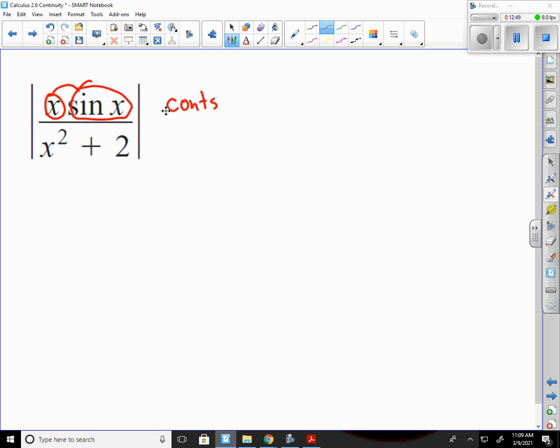On the bottom here, I have x squared plus 2. That denominator is an everywhere positive polynomial. In other words, I can't make that equal 0. And I can try to make it equal 0. If I set it equal to 0, then I would just solve this. X squared equals negative 2. You can't square a number and get a negative. So this could not happen. I can never make it equal to 0.